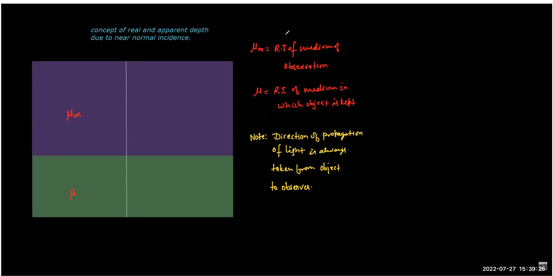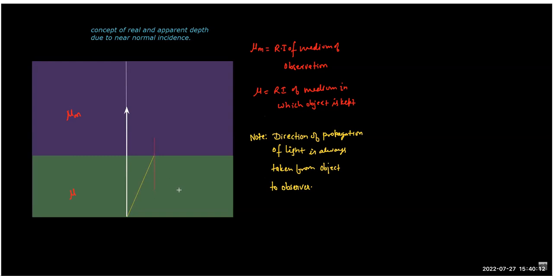So the first light ray I will take directly along the normal. But with the help of a single light ray, we cannot understand anything. And also this ray will not suffer any refraction. So we need to take one more ray, which is at a slight angle. Now, for the sake of illustration, I'll draw it slightly. Now, any obliquely incident ray will suffer refraction.